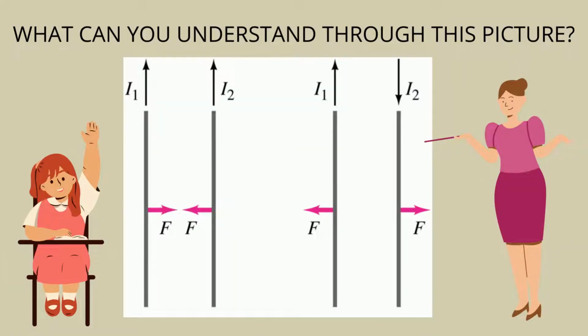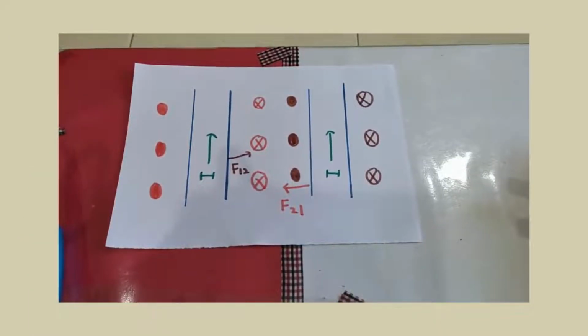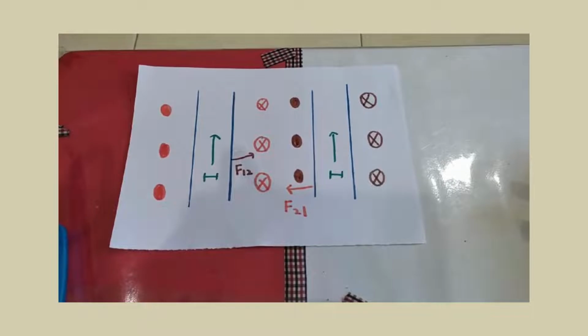What can you understand from this picture? Actually, this picture is telling us that if there are two parallel wires with the same current direction, the force will attract. But if the two parallel wires have different directions of current, the force will repel. In this video, I will share with you guys how to determine the force direction.